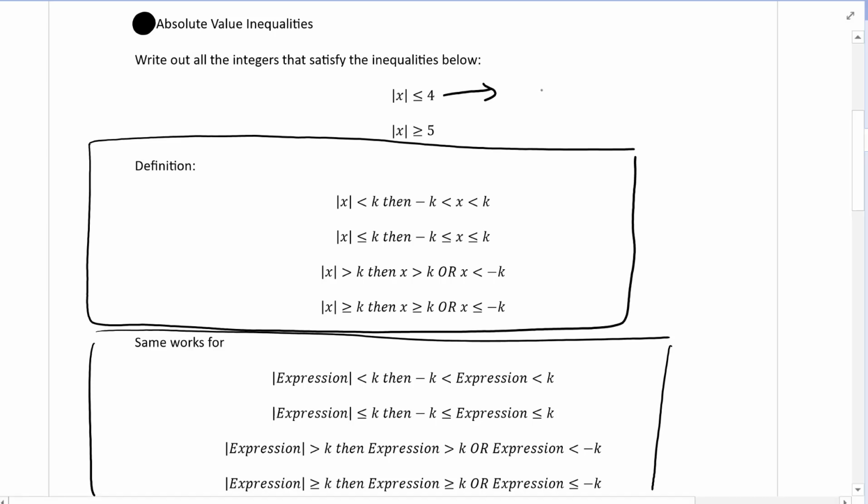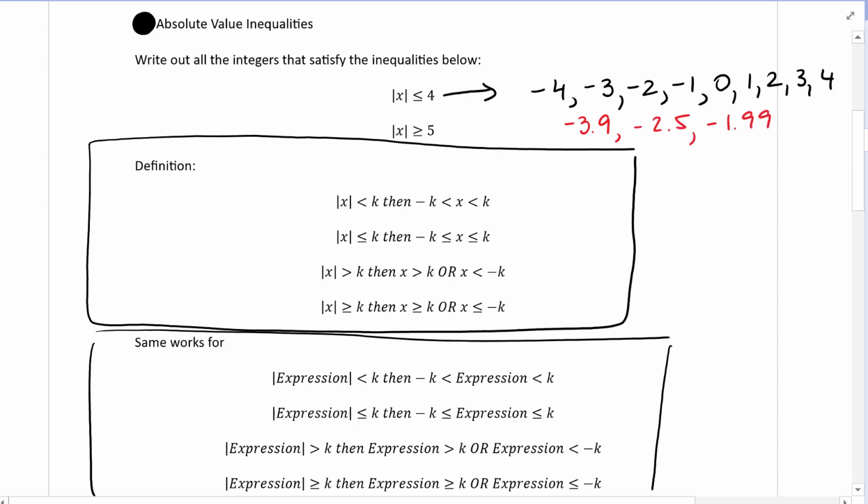So if I choose -4, -4 in absolute value is 4, so that's less than or equal to 4. -3, -2, -1, 0, 1, 2, 3, and 4. So these are all the integers that are less than or equal to 4 in absolute value. And from here we can also extrapolate that decimals apply as well: -3.9, -2.5, -1.99, right? 2.34, and so on.